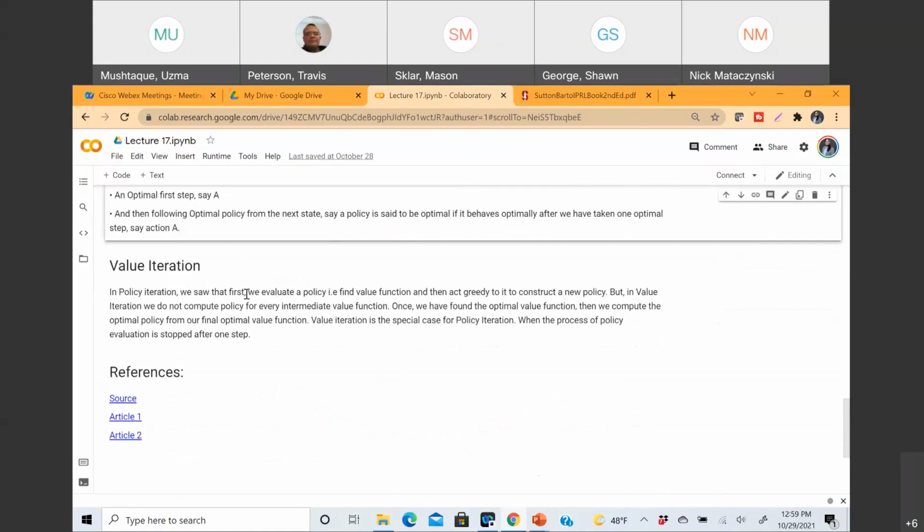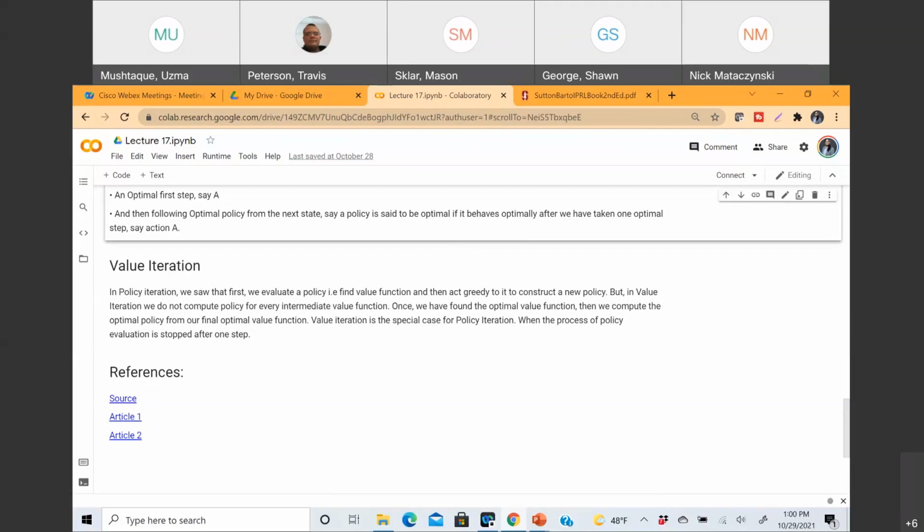In policy iteration, we first evaluate a policy, find a value function, and then act greedy to construct a new policy, right? But in this one, we do not compute a policy for every value function. Once we find the optimal value function, we compute the optimal policy from our final optimal value function. So let's not go into too much detail. If you're interested, you can go to the source and read that. But that's another way of getting the best value function and the best policy, right?